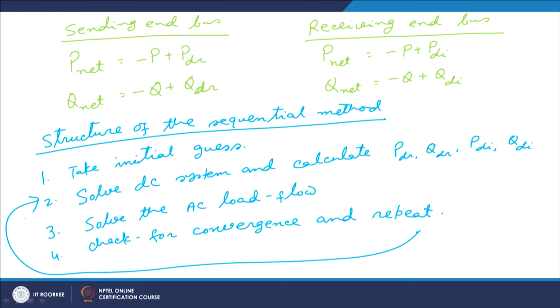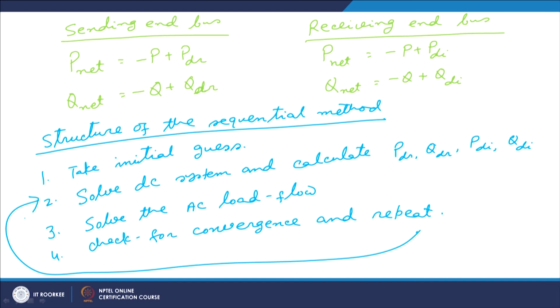So what is the advantage of this structure? The advantage is that we simply use the standard Newton-Raphson load flow technique. In the standard Newton-Raphson load flow technique, there is no increase in the number of unknowns, there is no increase in the number of equations. So the computational burden per iteration does not increase, it stays the same. Only a little amount of computation burden is added for calculating the equivalent PDR, QDR, PDI, QDI at each and every iteration.